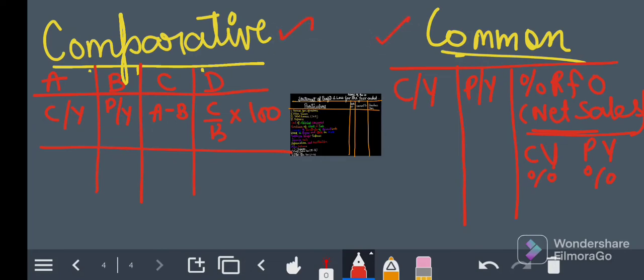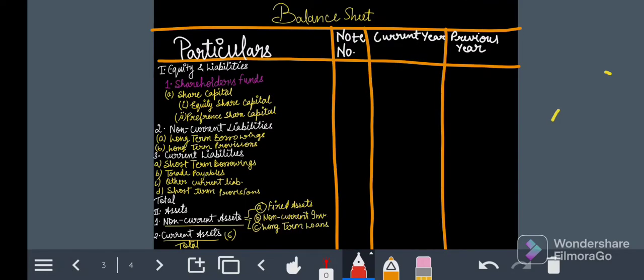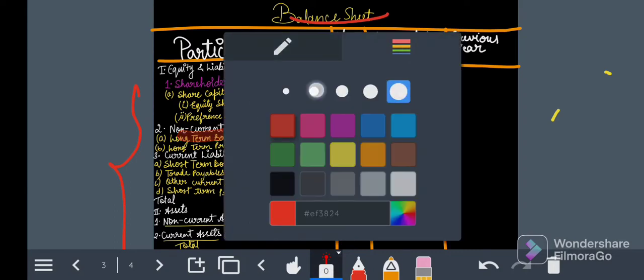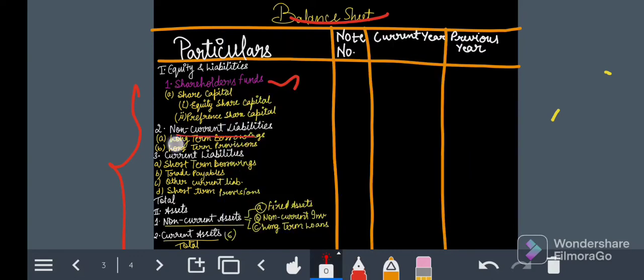Then after that we have the balance sheet to look at. Now the balance sheet is going to have equity and liabilities. It has first shareholder funds, then equity, share capital, preference share capital, then non-current liabilities. Non-current liabilities has long-term borrowings and long-term provisions. These are the subheads, and the main head is non-current liabilities, while long-term borrowings and long-term provisions are the subheads.